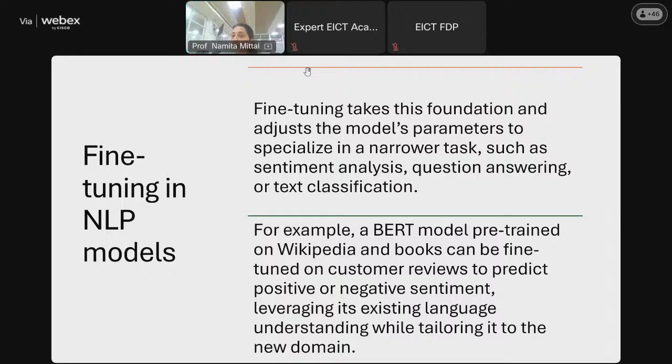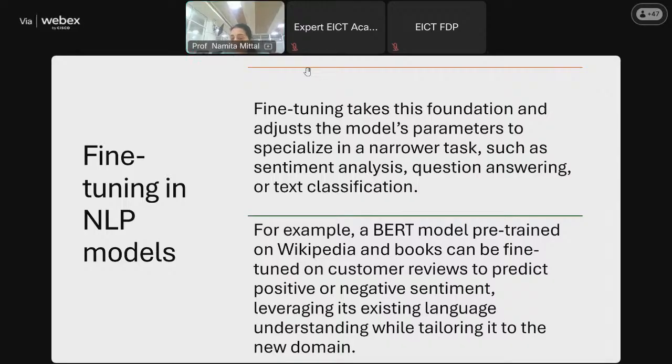I don't want everything from that model. I want something specific to my purpose. It may be sentiment analysis, question answering, or text classification, right? So I need to train it again. Yes, we have to train it again. Let's take an example, a BERT model that is pre-trained on Wikipedia and books, already available. Then I can fine tune it on customer reviews to predict positive and negative sentiment according to my requirements.